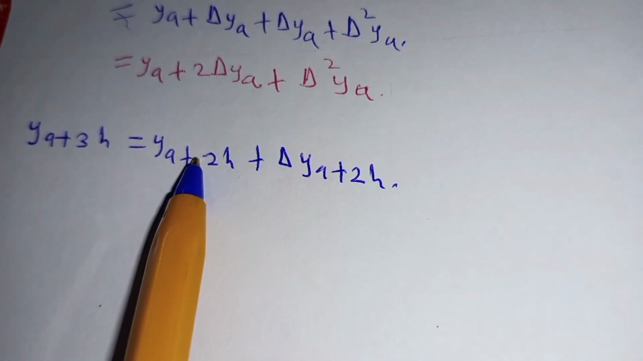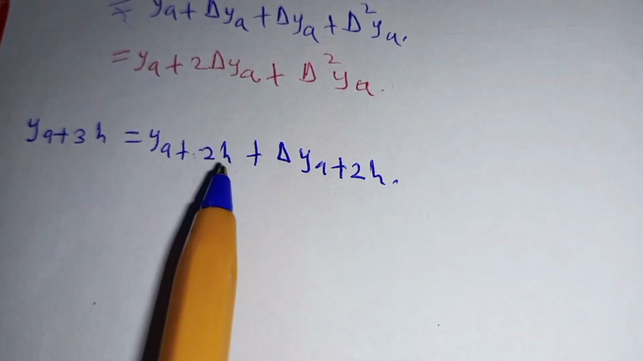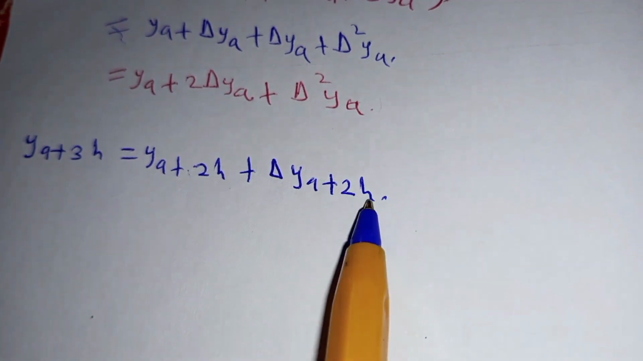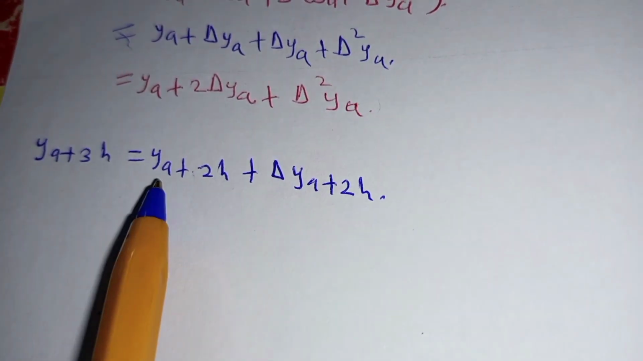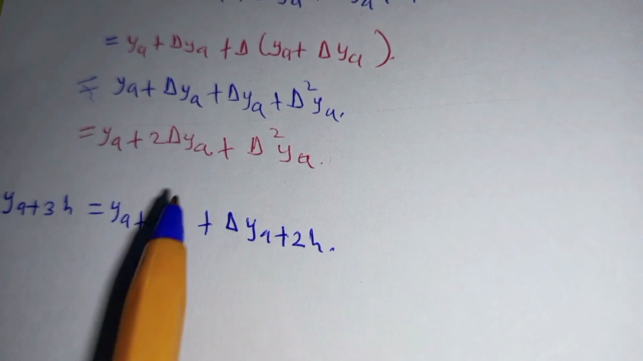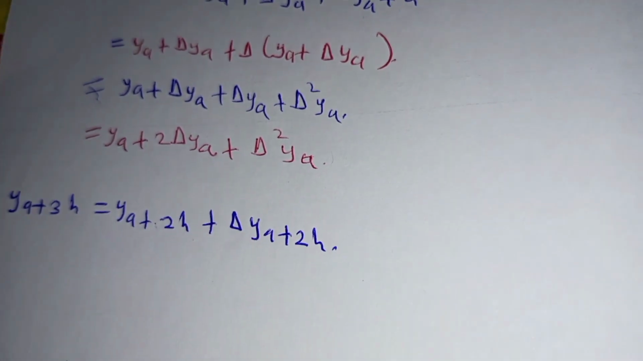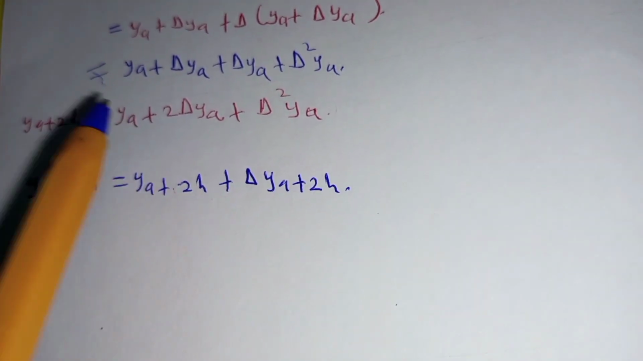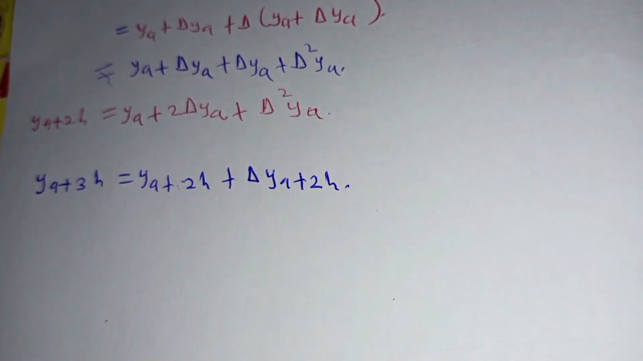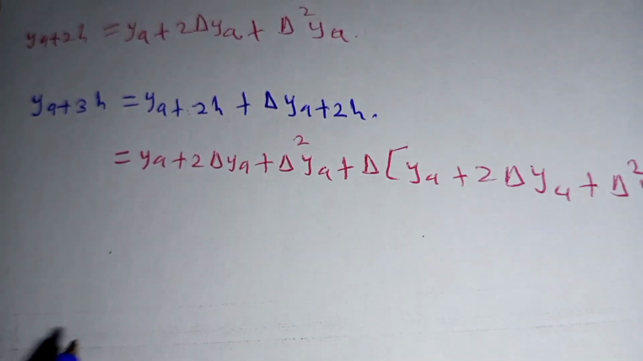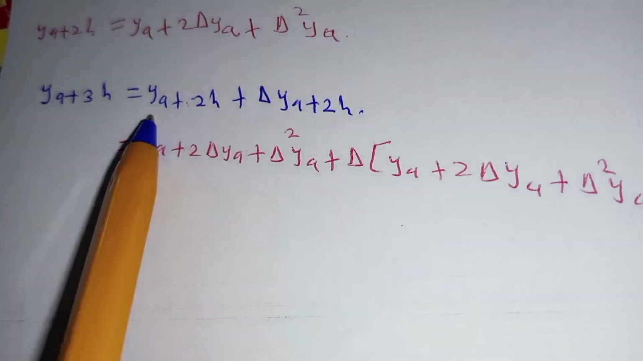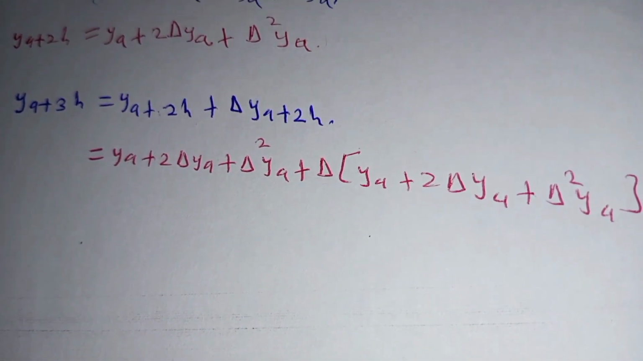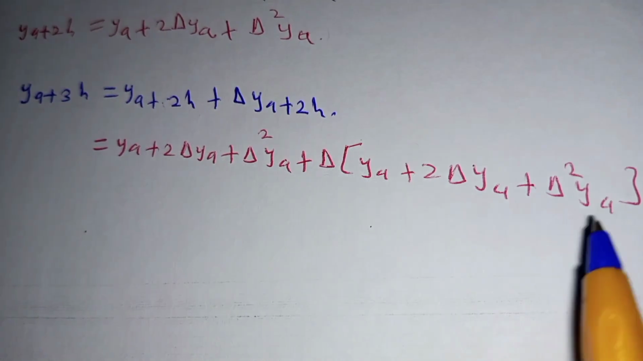the first difference of y of a plus 2h. So we substitute y of a plus 2h with the value which is above here to obtain the following. Then from there, we are going to remove this bracket and simplify.